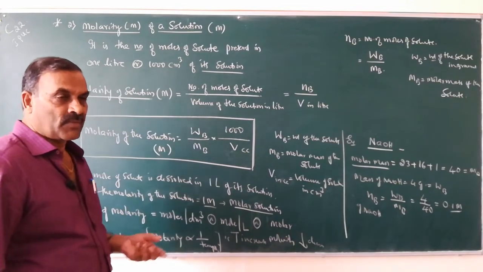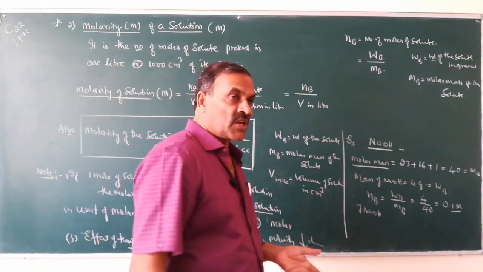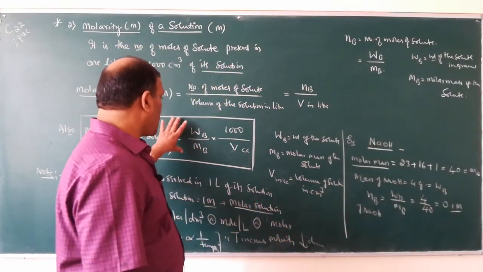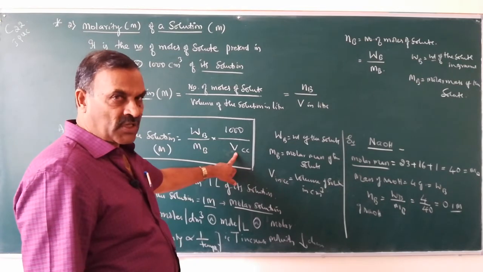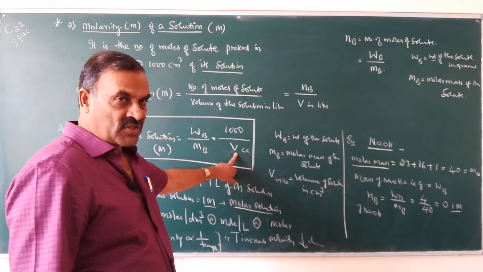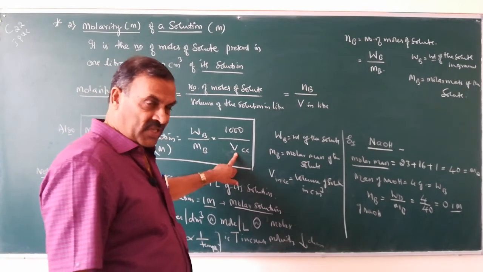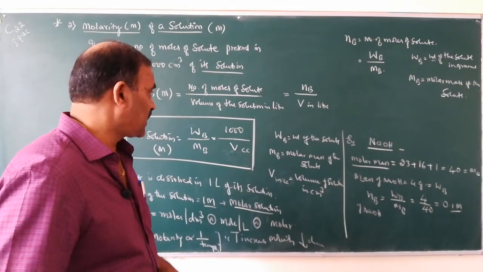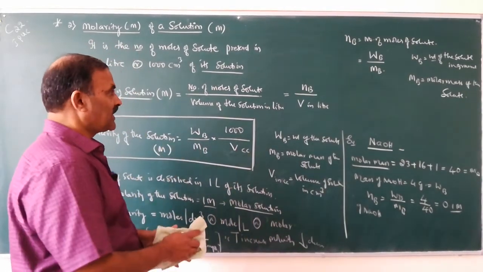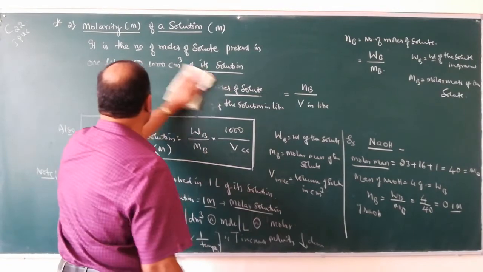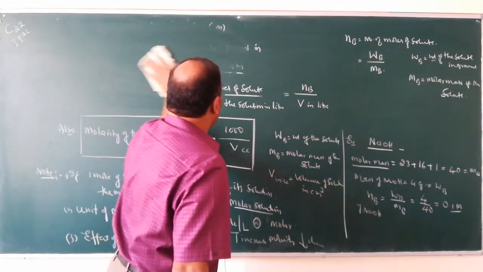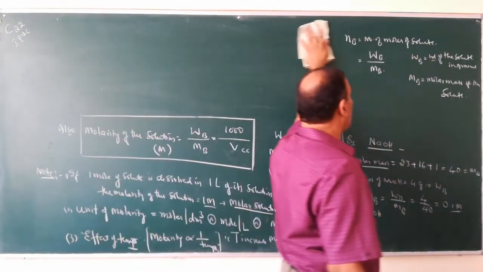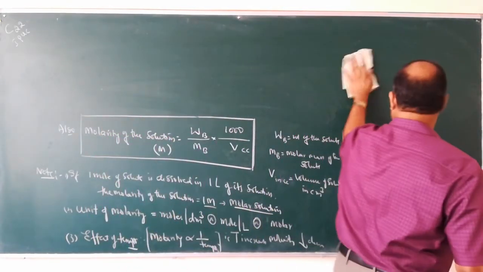So then what is the effect of temperature? Increase of temperature decreases molarity, because the molarity equation contains the volume term, where the volume of solution is directly proportional to temperature. If temperature is increased, the volume of the solution increases by expansion. Therefore, molarity decreases. So I will give you a simple problem so that you can understand the concept of molarity easily.